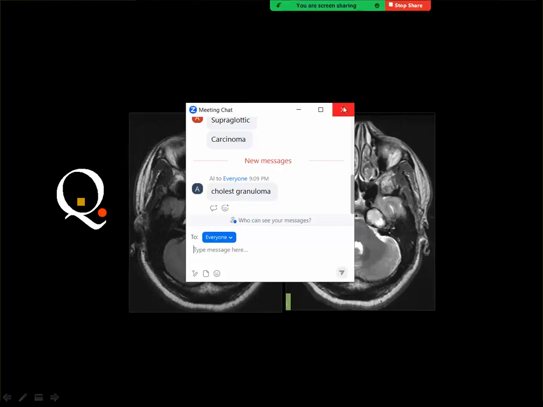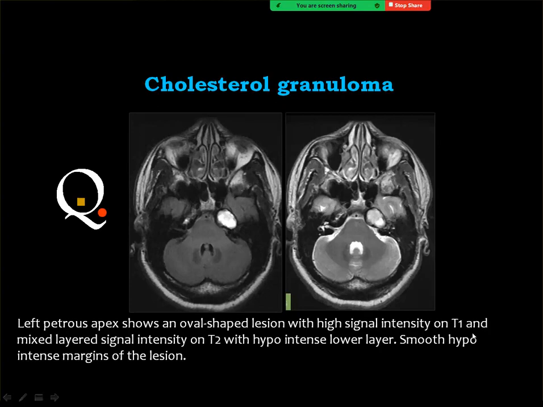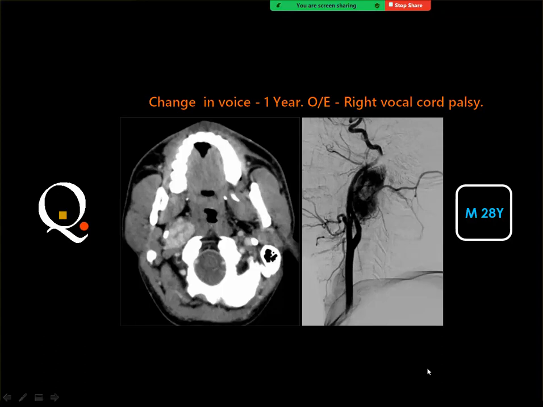Yes, and this is cholesterol granuloma or cholesterol cyst, which is typical location and typical signal. You see a cystic lesion of high signal intensity in the apex of the petrous bone, and this lesion is of high signal in T1, T2, and the FLAIR images. It does not enhance with contrast, and this is typical site and the typical signal of cholesterol granuloma.